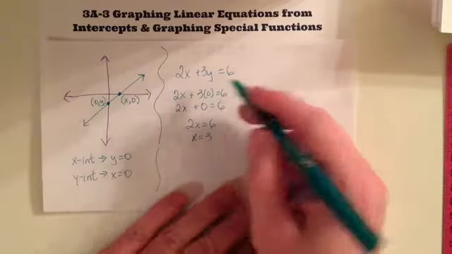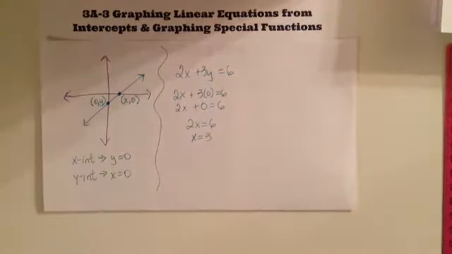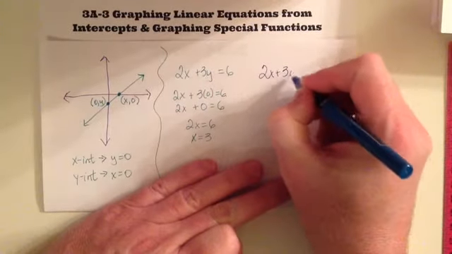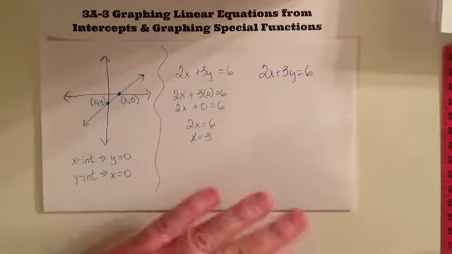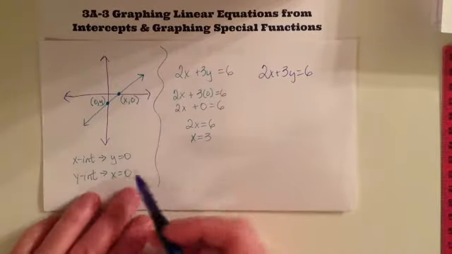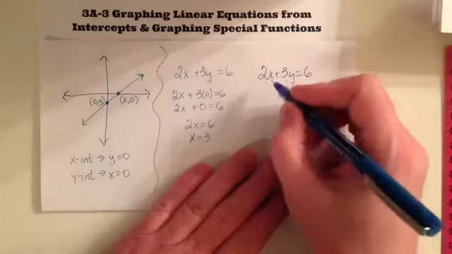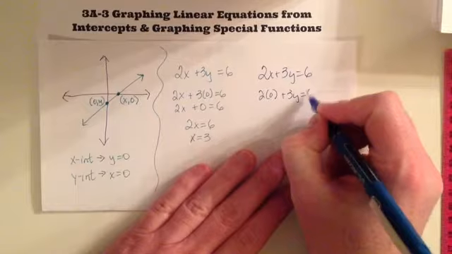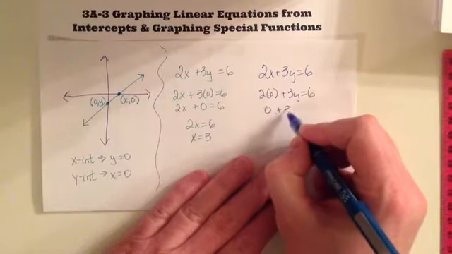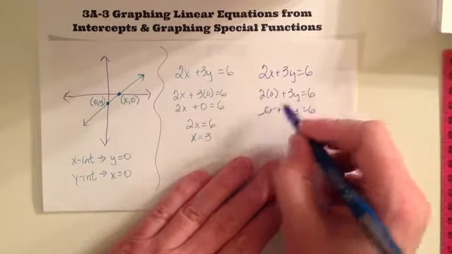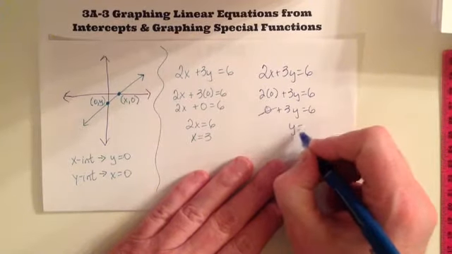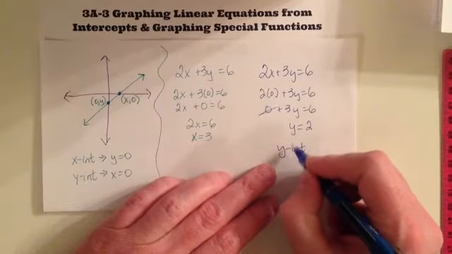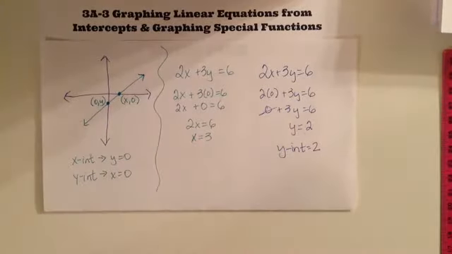Now let's figure out the y-intercept for that same equation. I'm going to use a different color. I'm going to use 2x plus 3y equals 6. Because I'm finding the y-intercept, I know that x equals 0. So I plug in 0 for x: 0 plus 3y equals 6. The 0 we don't need, so we know that y equals 2. So the y-intercept is 2.